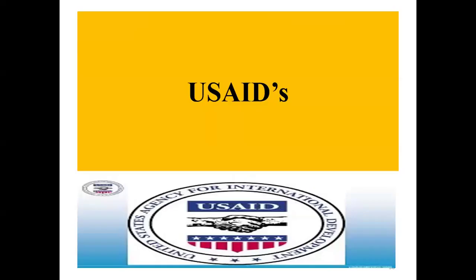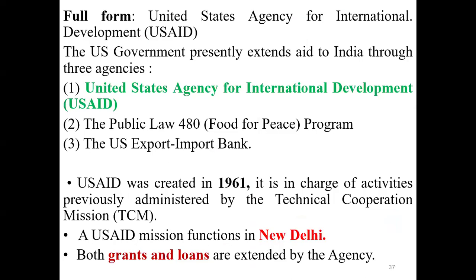Next is USAID. It stands for United States Agency for International Development. The US government presently extends aid to India through its agencies, that is USAID, the Public Law 480 program, and the US Export Import Bank. USAID was created in 1961. It is in charge of activities previously administered by the Technical Cooperation Mission, TCM. Its mission functions in New Delhi.